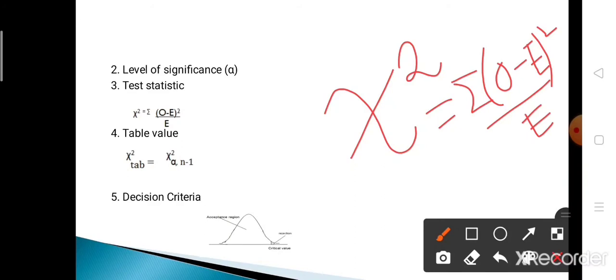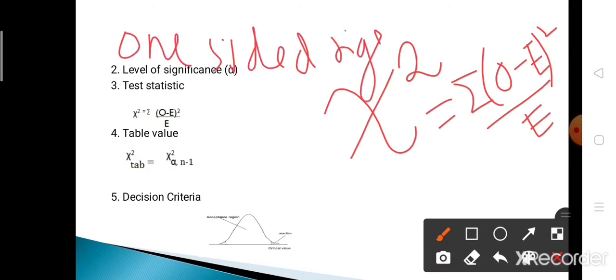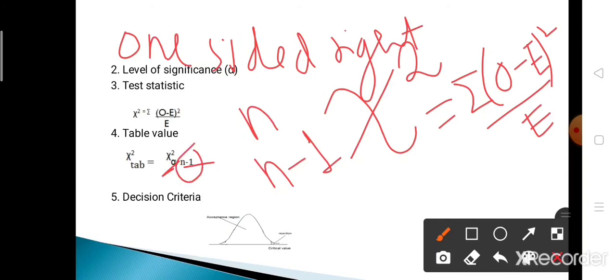The chi-square test is always a one-sided right test. Okay, so see the table value for alpha only, because the test is one-sided right, and here the degrees of freedom. If there are n observations, then the degrees of freedom is n minus 1 for the chi-square test. And the last is the decision criteria.